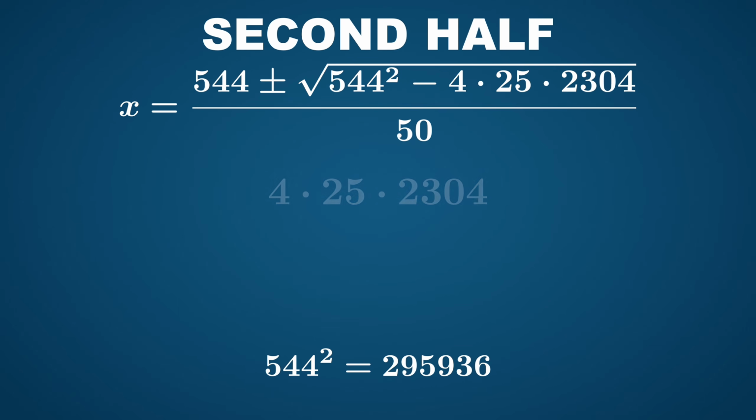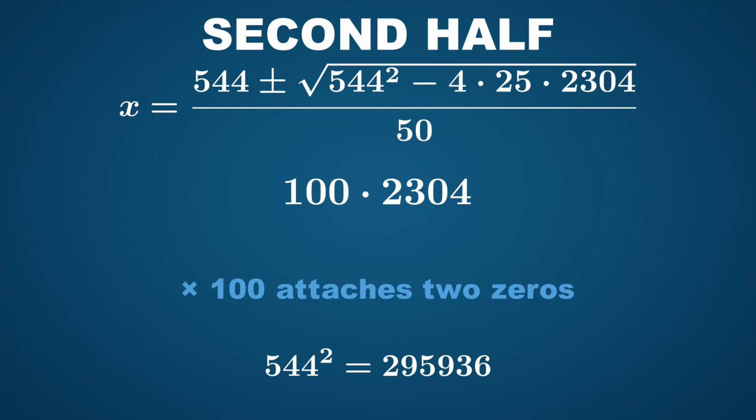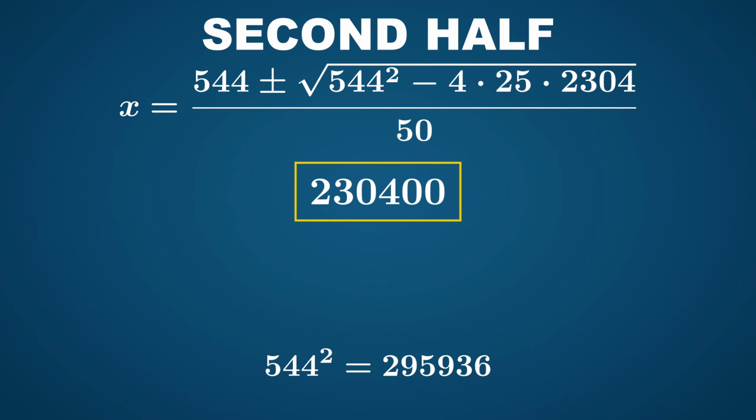Now for the second half, 4 times 25 times 2,304. 4 times 25 is 100, so we just need 100 times 2,304. Multiplying by 100 attaches two zeros, giving 230,400. So the second half of the discriminant is 230,400.